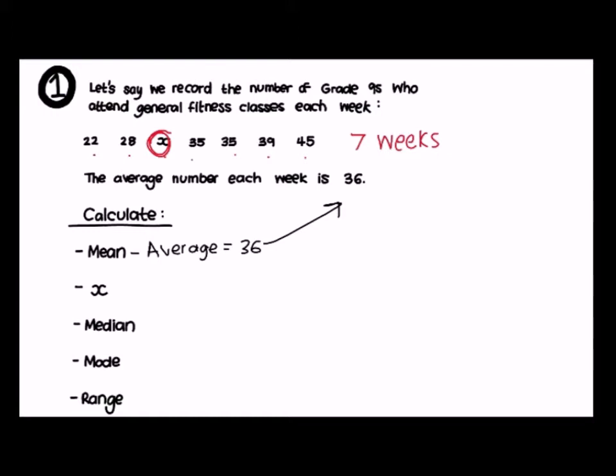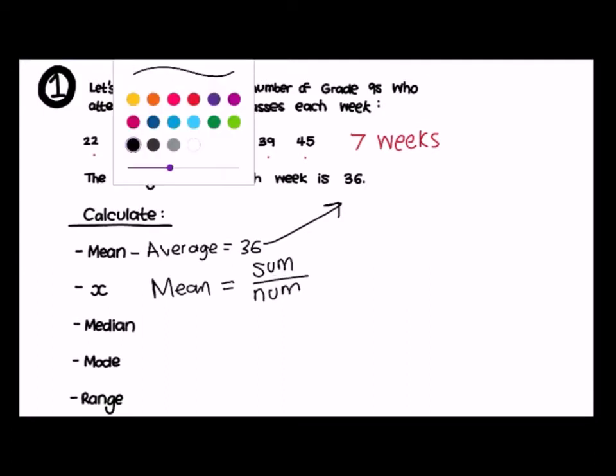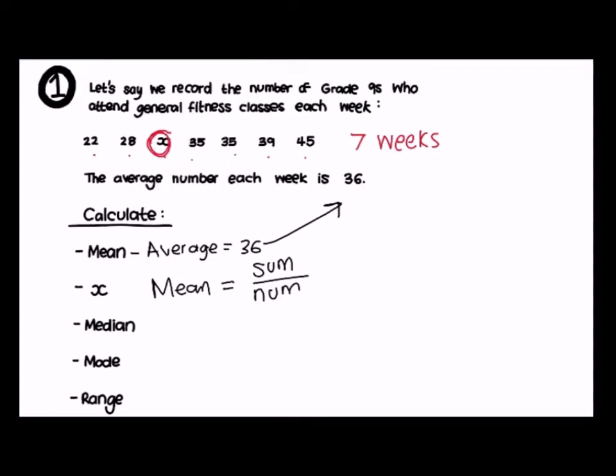It looks a bit weird because usually we are asked to calculate the mean and we are given all the data, but in this case we are given the mean and we are asked to calculate the last data value. So we know the mean is equal to the sum of all the values over the number of values. What we can do here is work backwards.